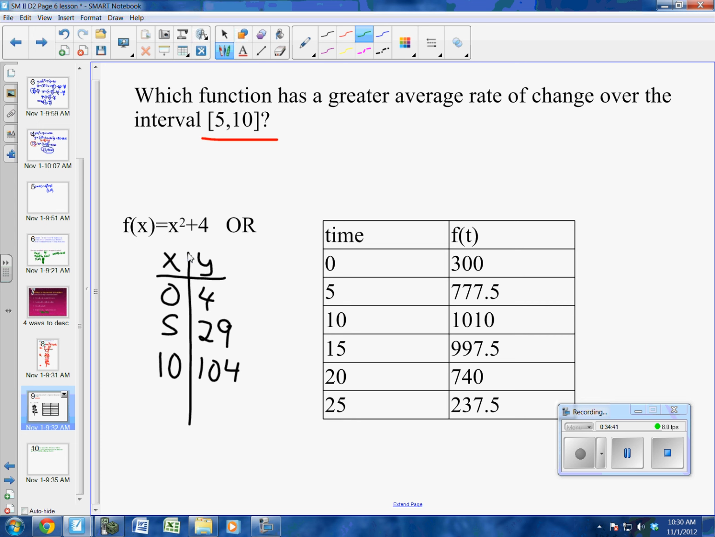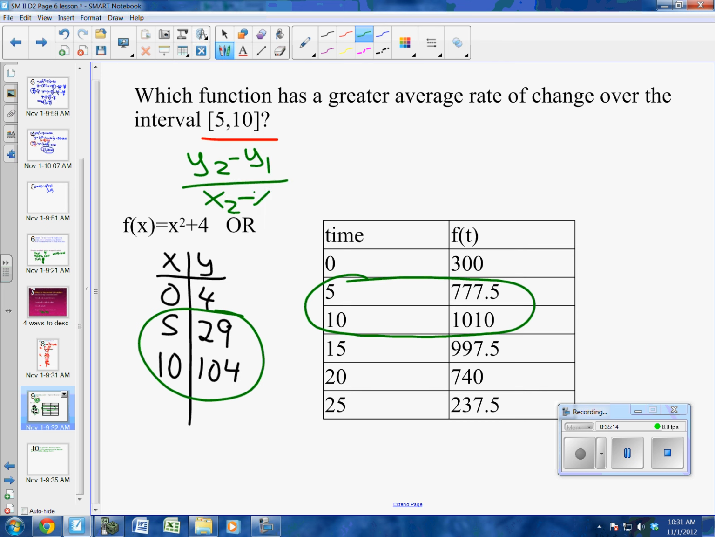Okay, look, you guys. We're going to find the average rate of change. How many of you remember average rate of change? We talked about it 2 weeks ago. Average rate of change is to find the slope. I'm going to find the slope on the interval 5 to 10. Well, 5 to 10 is these numbers right here, and 5 to 10 on this one is these numbers right here. So all I'm going to do is find the slope. Remember the slope formula? y2 minus y1 over x2 minus x1.